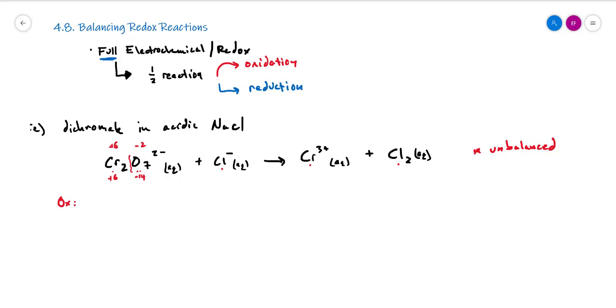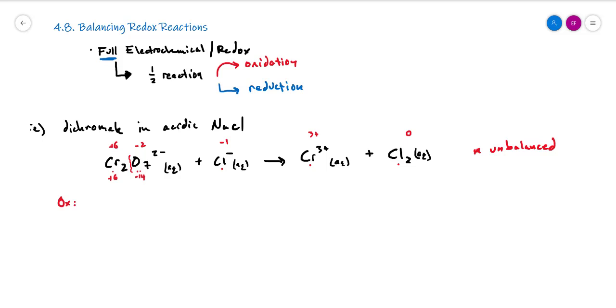Chloride in this case is going to have the oxidation state the same as its ion charge, which is minus 1. Chromium over here is 3 plus. We can already see we're going from 6 plus to 3 plus. And then chlorine, remember, is that group 7A, that halogen that binds to itself. That's the elemental form of it, and so it's got an oxidation state of 0.